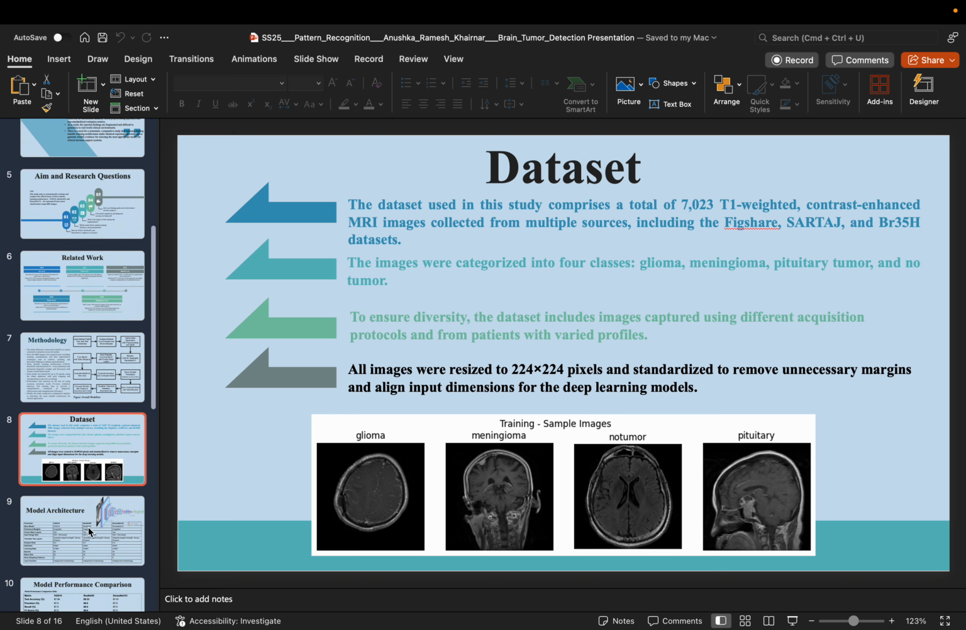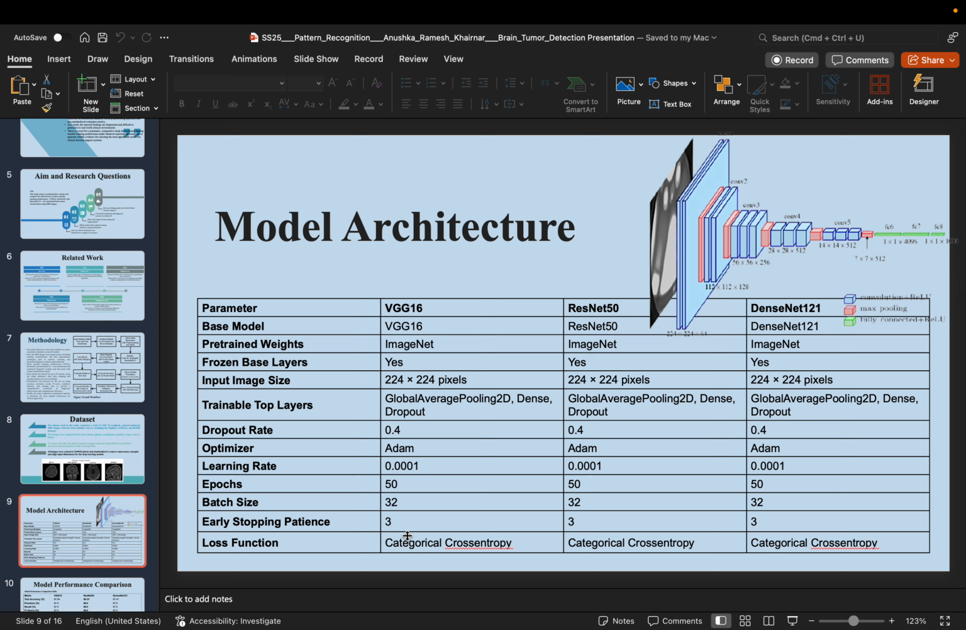Now in the next slide we see the model architecture. Each of these three models, VGG16, ResNet50 and DenseNet121, has a unique architectural advantage. VGG16 is simpler and faster to train. ResNet50 uses residual connections for better gradient flow. DenseNet121 connects each layer to every other layer, allowing efficient feature propagation. So, all these models were fine tuned with a customized classification head for our dataset.